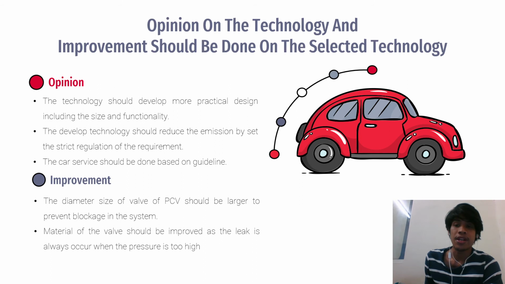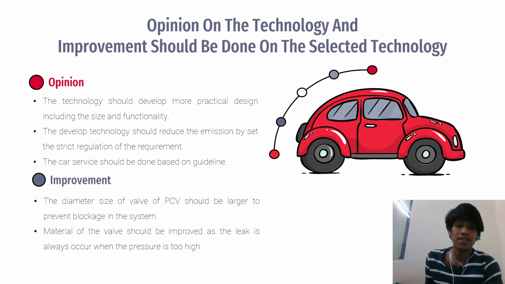As we know, vehicle engines come with different sizes, and the PCV should be designed in a more practical way so it can be fitted or installed into various types of vehicle. Also, the improvement that we should make on PCV is to increase the diameter size of the PCV to prevent blockage in the system.